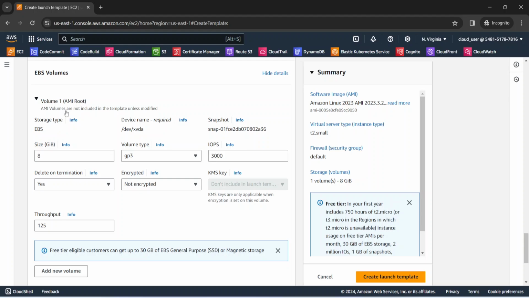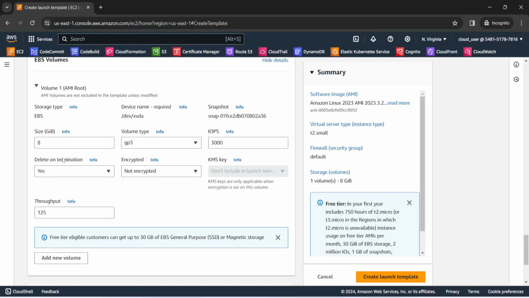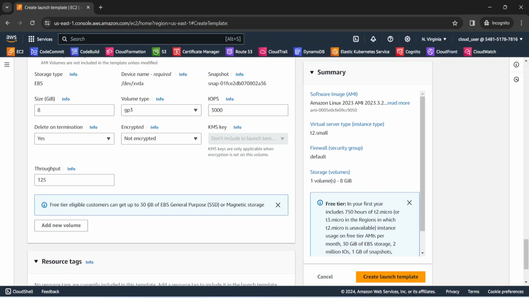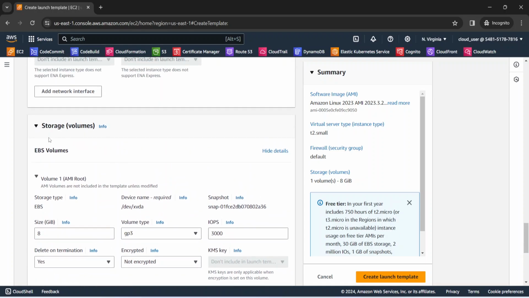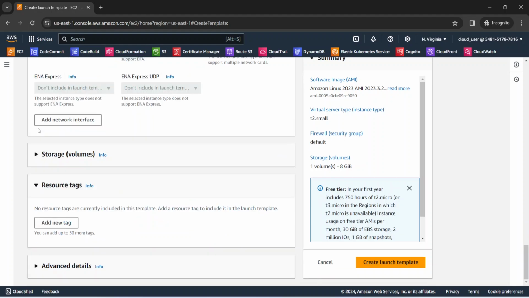We have a default volume 1 which has a size of 8 gigabytes, GP3 volume type, IOPS of 3000, encryption, it's not encrypted, delete on termination is yes, throughput is 125. So we'll leave this default as it is with the selected one.